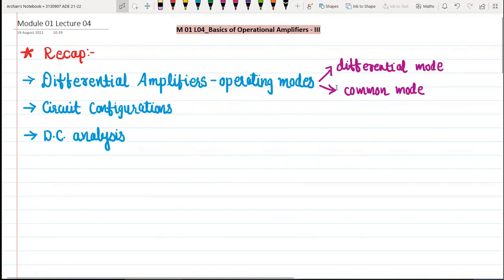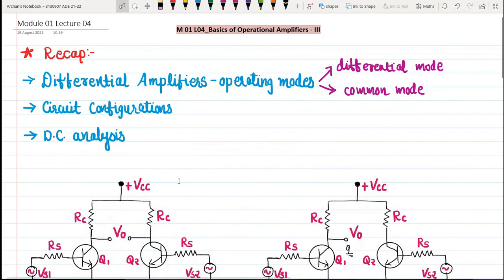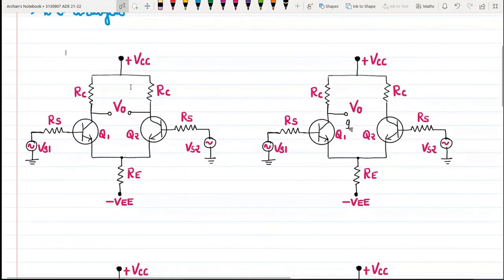And this is why the output voltage we are getting is 0 in this particular case. While in case of differential mode, we will get output voltage double to the input voltage. So suppose our input voltage magnitude is 10 volt, then we will get output equal to 20 volt. Then we have seen different circuit configurations. When we talk about these circuit configurations, we are available with total 4 kinds of circuit configurations. The first one was over here.